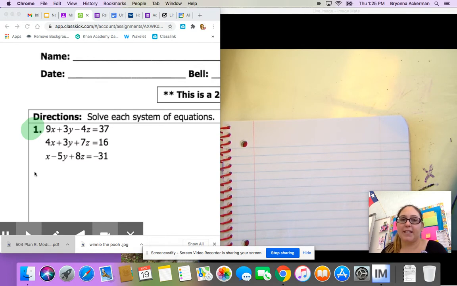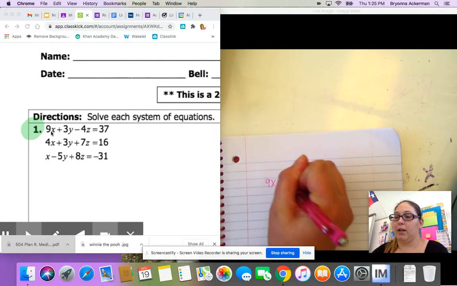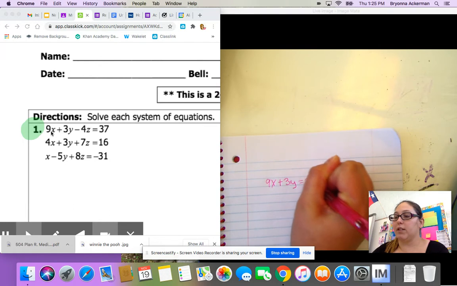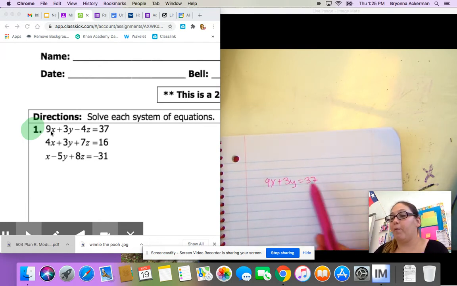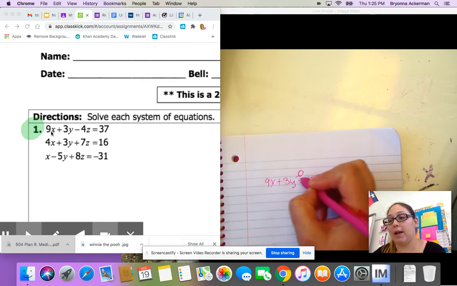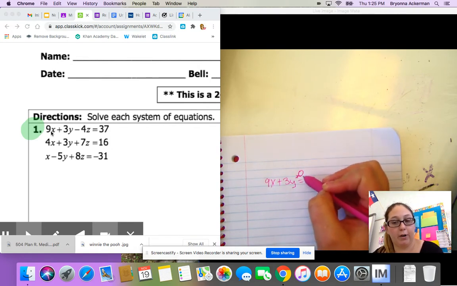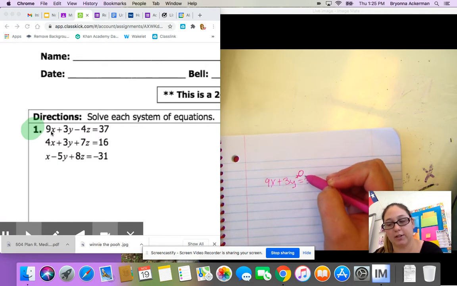Okay, if a variable doesn't exist, so let's say right here, I have 9x plus 3y. Let's say this minus 4z just wasn't even here, like it was just 9x. So the top one was just 9x plus 3y equals 37, right? For it to match up to the other two equations, we would actually have a 0 here for z. Sometimes you forget the 0, but you need to have a 0 if you put it into the matrix, okay?